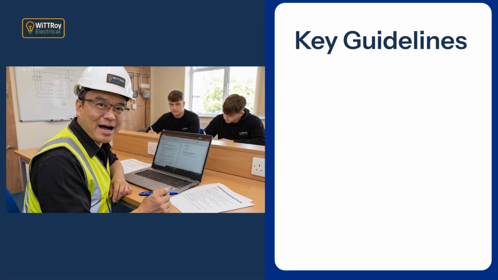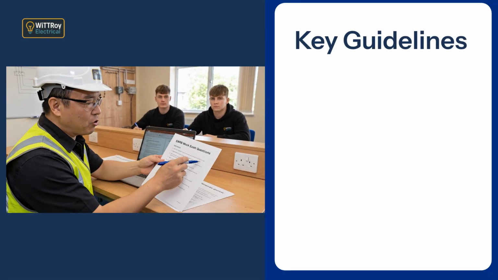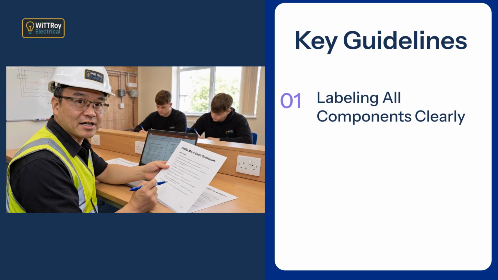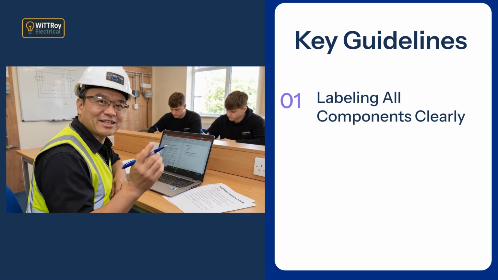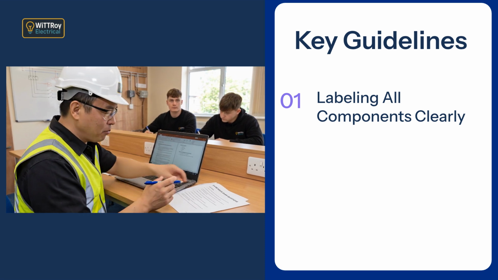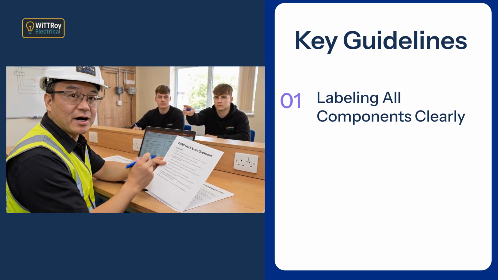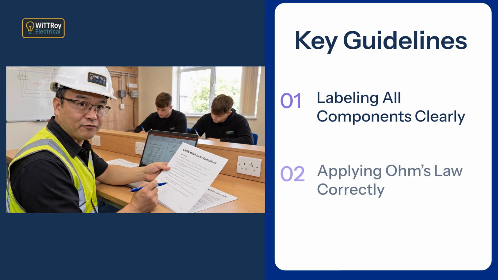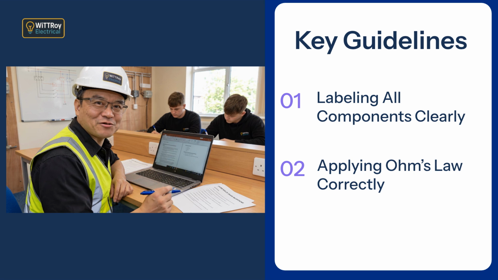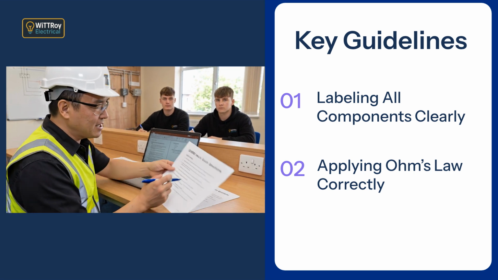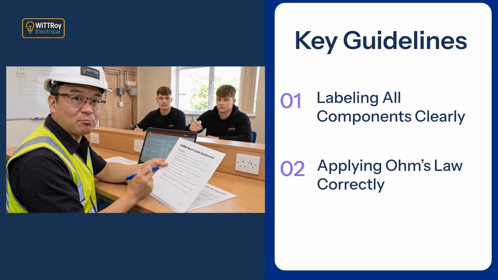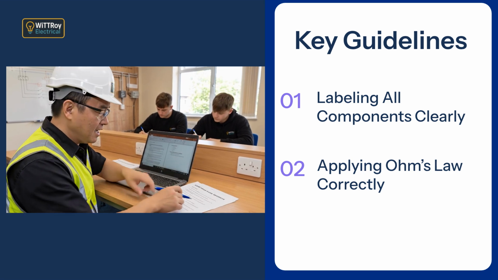Before we dive into the calculations, let's start with some key guidelines. Step 1. Labeling all components clearly. It's vital to label every component in your circuit. These labels help us apply formulas correctly and avoid common mistakes. Step 2. Applying Ohm's law correctly. Remember, Ohm's law should only be applied to components with the same label. This ensures that we're using the correct values in our calculations.